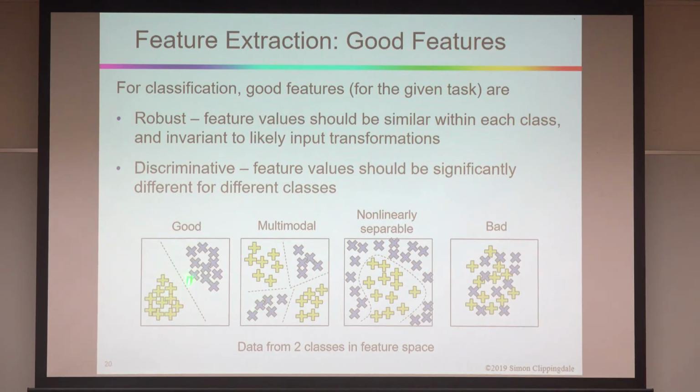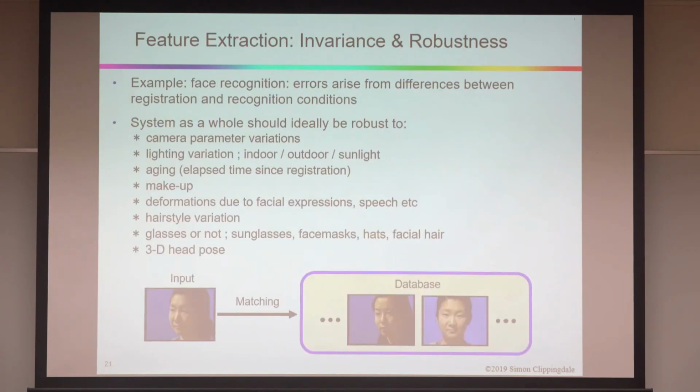If it doesn't go quite as well as that, you might end up with a multimodal situation like this. You may end up with a non-linearly separable situation like this in your feature space, or if you luck out totally, you could end up with something like this, which is essentially impossible to separate. So you want to avoid doing that. This is an example of that.